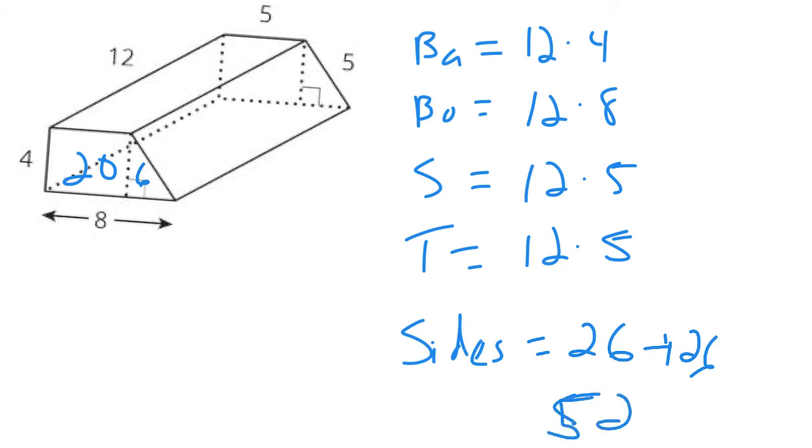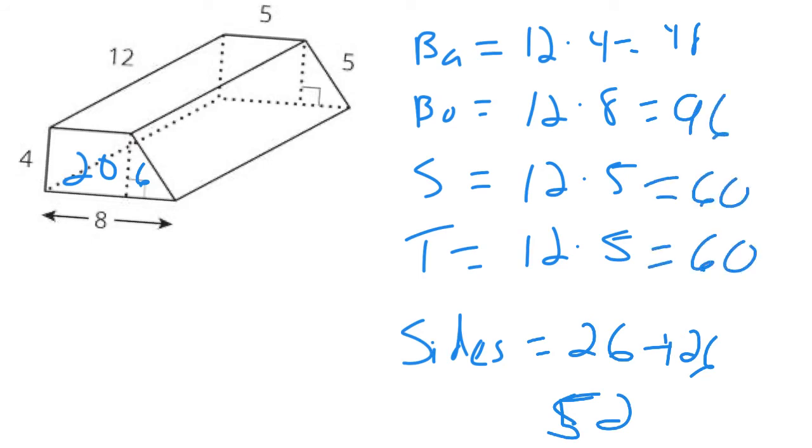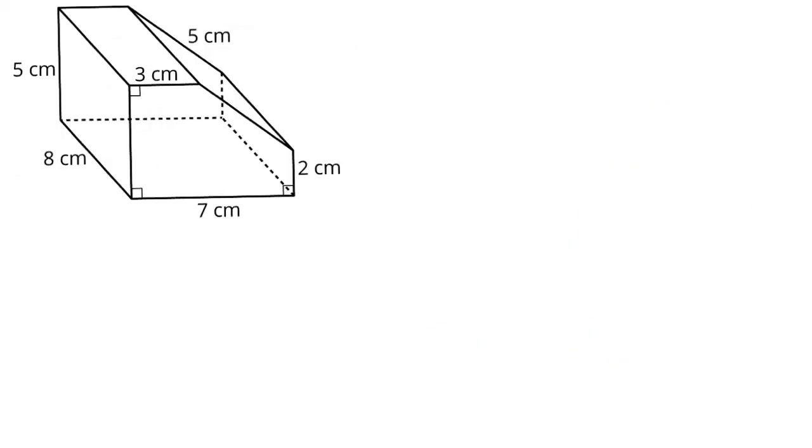And then we have to add all that together after we solve. So we have 48, 96, 60, and 60. And when we add those together, we have 48 plus 96 plus 60 plus 60 plus 52, which gives us a surface area of 316. Again, no units. So that's our answer.